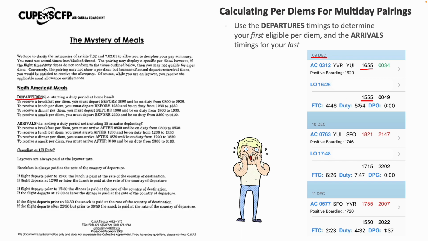So if we look over at departures, we know that we did not depart before 8 a.m. So that's automatically a no for breakfast on day 1. We didn't depart before 12:30 on day 1, so it's also a no to lunch. We did, however, depart before 6 p.m. and we were on duty fully from 6 p.m. to 7:30 p.m. So dinner is the first per diem that we are eligible for on day 1.